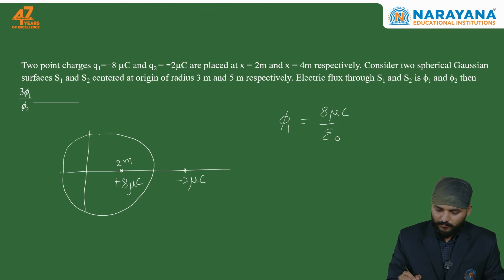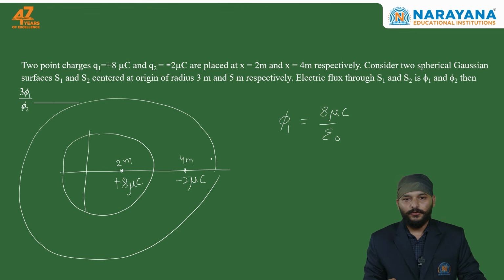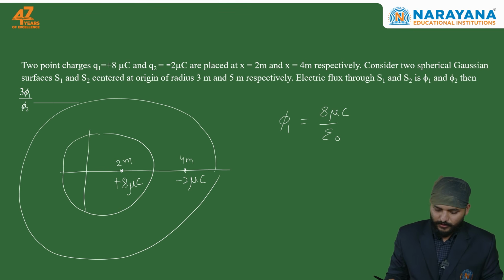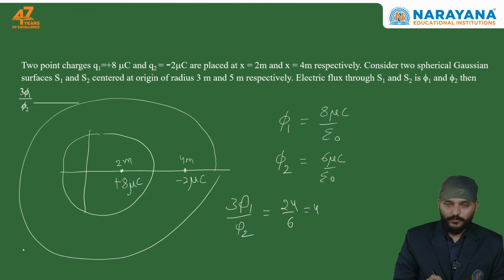Whereas if you consider the second one, the second surface is of radius 5 meter, and you can see that the minus 2 microcoulomb charge is at the 4 meter point. So if you are considering a sphere of radius 5 meter, which is bigger, that encloses both the charges, 8 as well as minus 2 microcoulomb charge. So the total flux through this second surface would be, the charge enclosed is now 8 minus 2, so 6 microcoulomb by epsilon naught. So we are supposed to calculate 3 times phi 1 by phi 2. That would give us 24 by 6, which is 4. Let's move on to the next one.